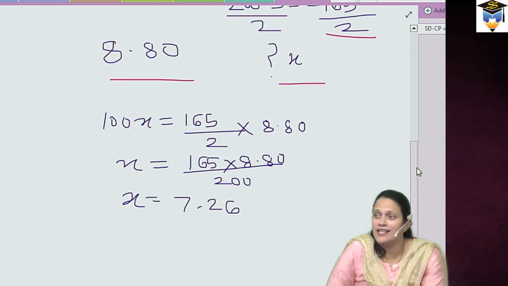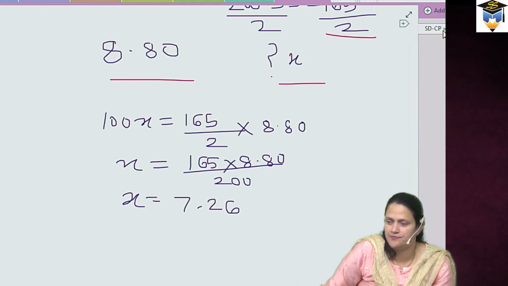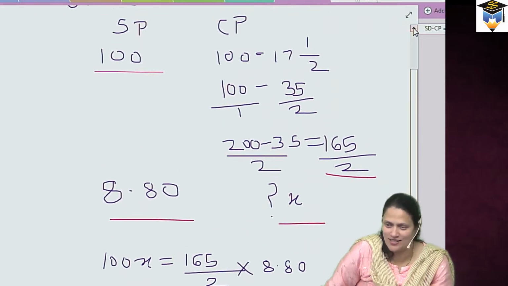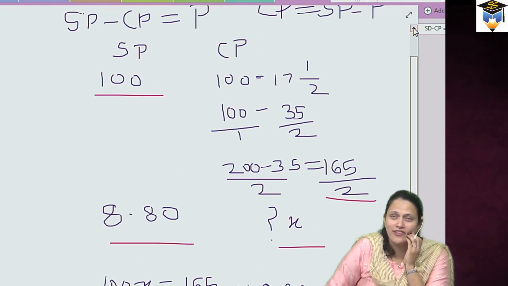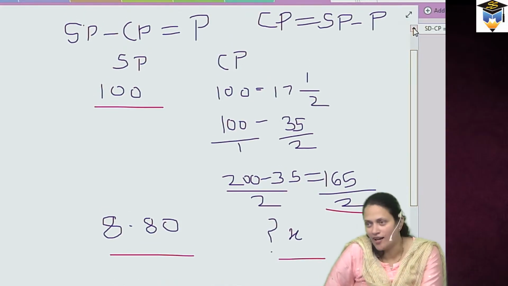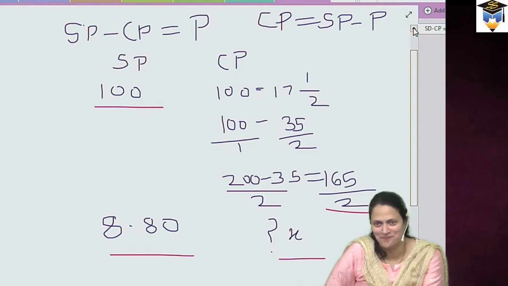Now we will finish exercise 1B also today. Today itself, yes. Because this is a big chapter, we have to finish it. After this, indices will come and then logarithm. So it's a big chapter.